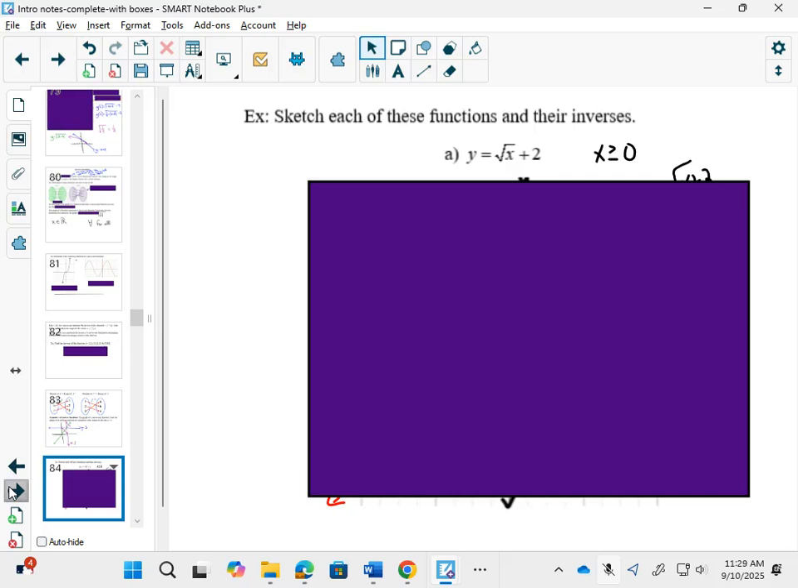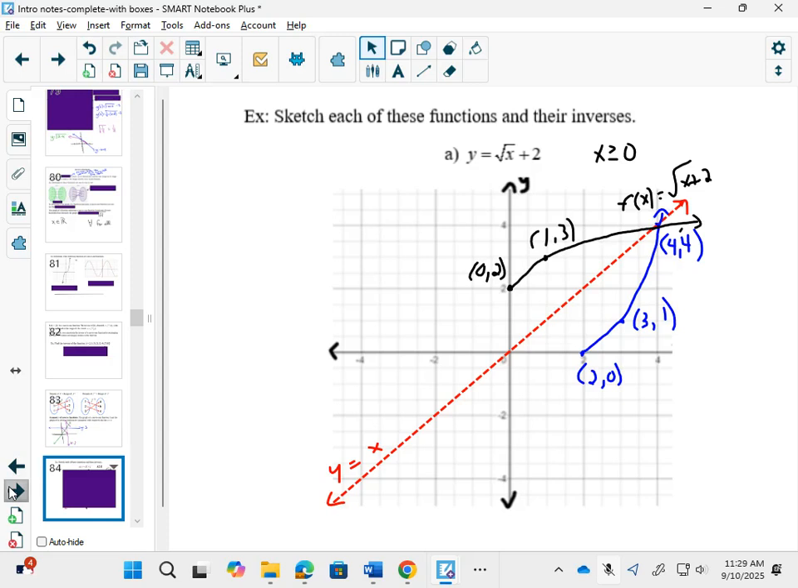So sketch each of these functions and their inverses. I have y equals the square root of x plus 2, which is just your square root graph moved up 2. That's the original one in black. Its inverse is blue, and all I did to find the blue graph was take all my x coordinates and y coordinates and just switch them, right? I had (0, 2), now I have (2, 0). I had (1, 3), now I have (3, 1).